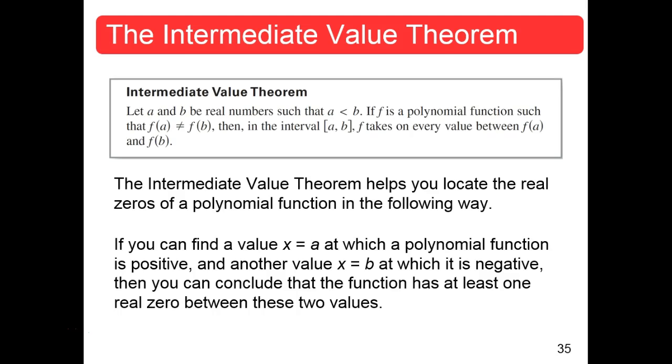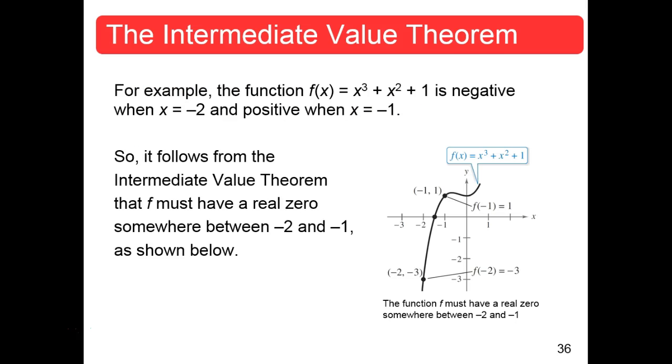So what? The intermediate value theorem helps you locate the real zeros of a polynomial function in the following way. If you find the value x equals a at which the polynomial, say, is positive, and you find another value, x equals b, where the polynomial is negative, you know there's got to be at least one zero in between, because you can't get from positive to negative without going through the x-axis. Not if the function is continuous, and polynomial functions are always continuous. So therefore, it's got to go through at least once. You can conclude that the function has at least one real zero in between those two values, if one's positive and one's negative. Now, if both of them are positive, no guarantee of anything. Or both negative, no guarantee. But if one positive, one negative, or vice versa, there's got to be a zero in between. At least one.